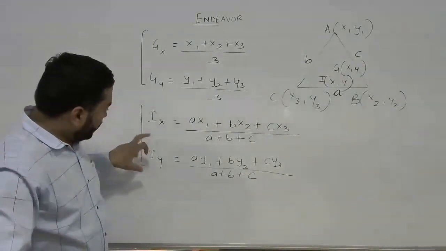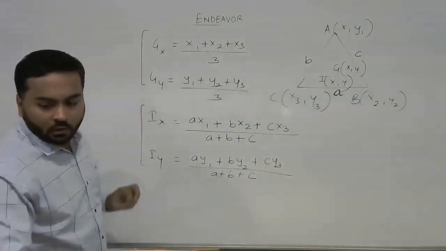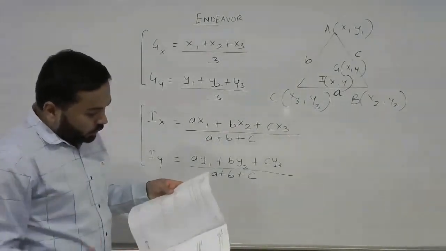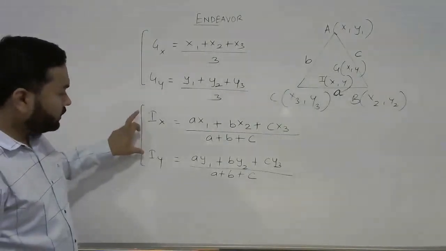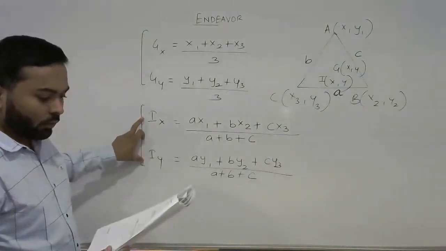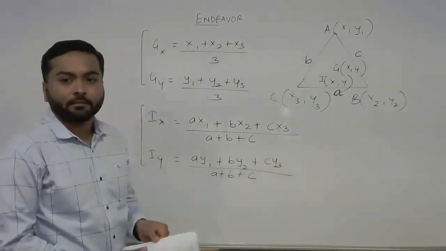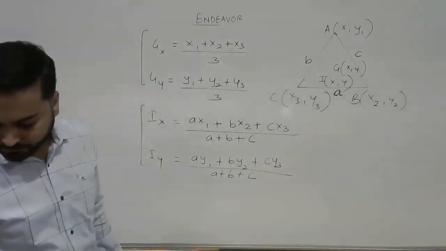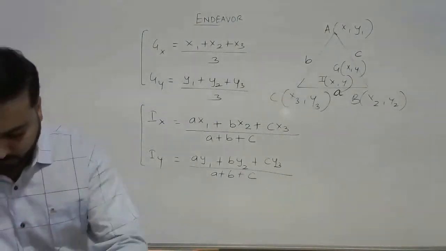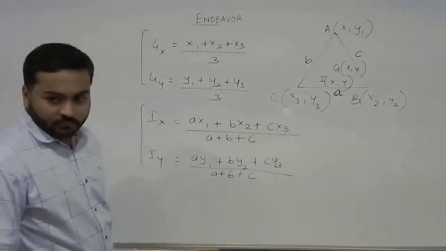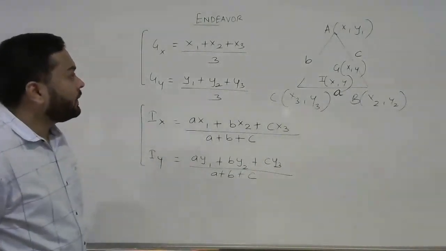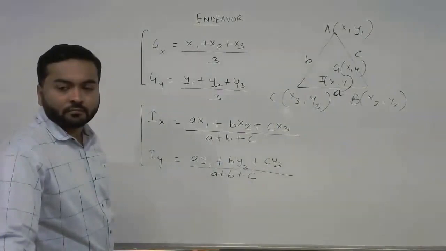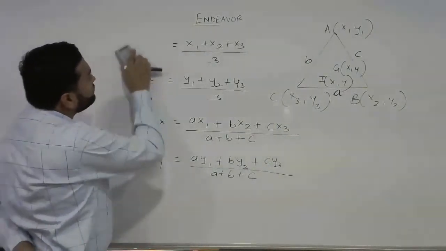Okay. I would want you to take this down in the book. This formula is already given. This is given on page number 2, where the centroid is already given. Okay, just on the side, maybe you can note down this formula as well, the formula for the incenter. Okay, let's move ahead.